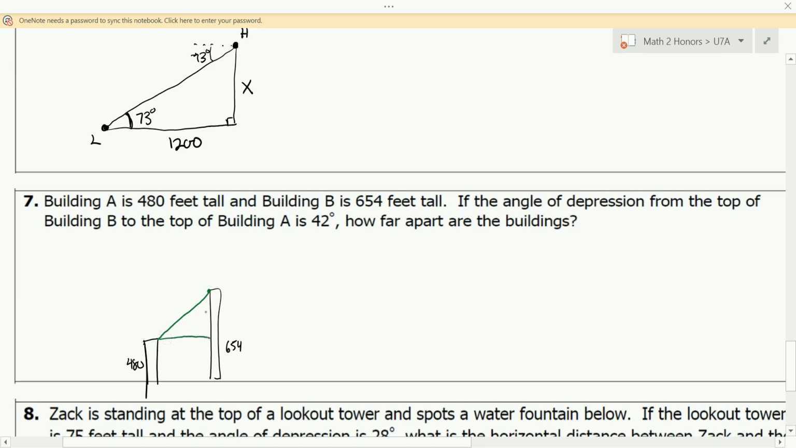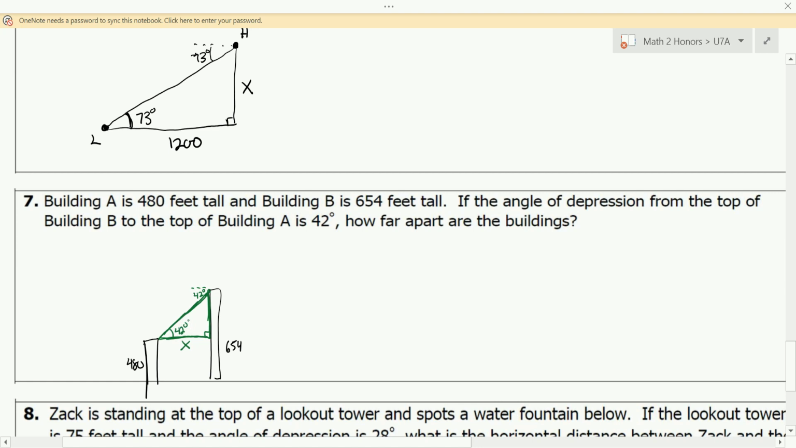This is the right triangle we're looking at. So you have this piece here. We're looking for the distance between the buildings, so that would be the horizontal distance in my right triangle. Let's see, what else can we get from here? So the angle of depression is 42 degrees. That's this angle here looking down. But it's also from the other frame of reference, if we were on the smaller building looking up, that would also be 42 degrees here.